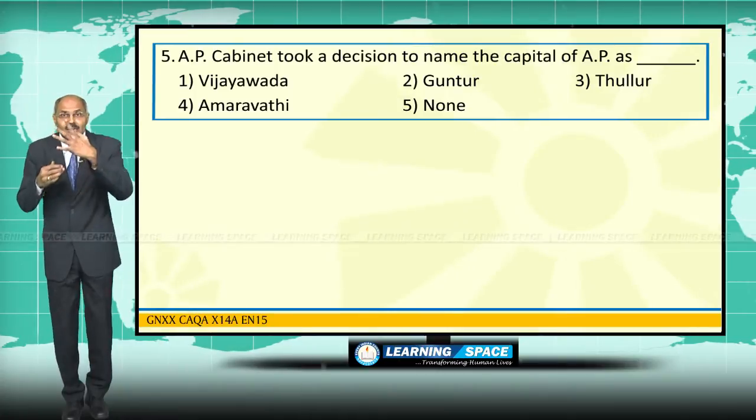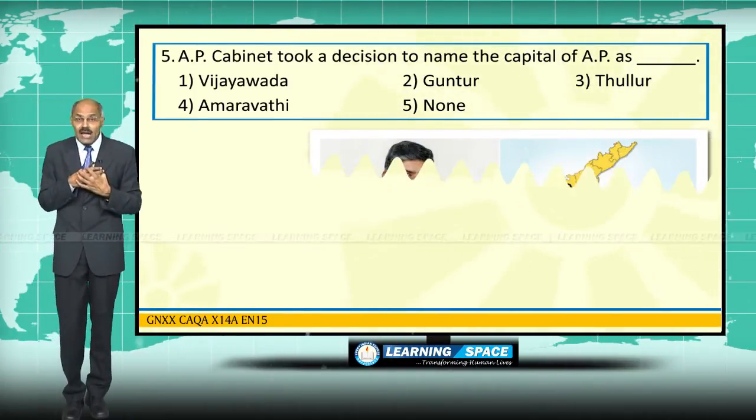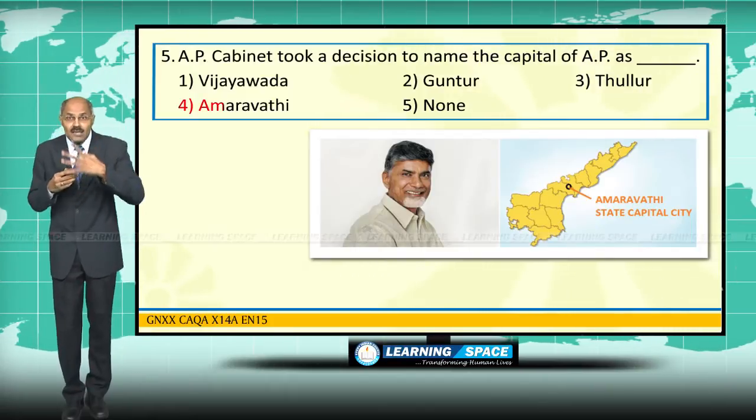Andhra Pradesh Cabinet took a decision to name the capital city of Andhra Pradesh as Amaravati.